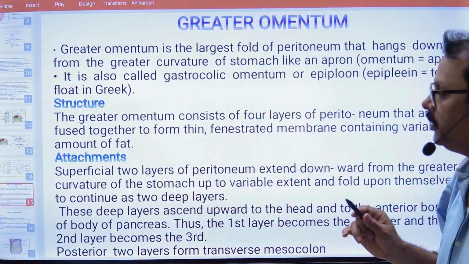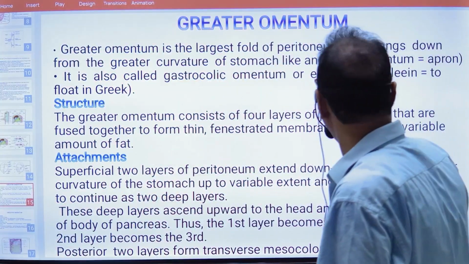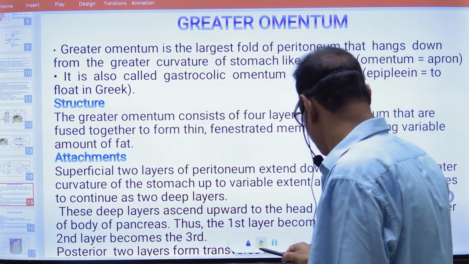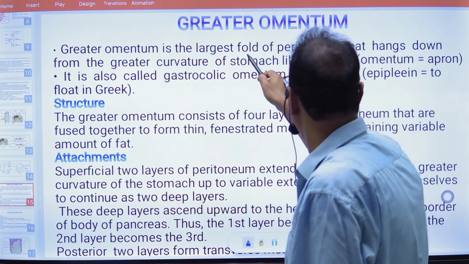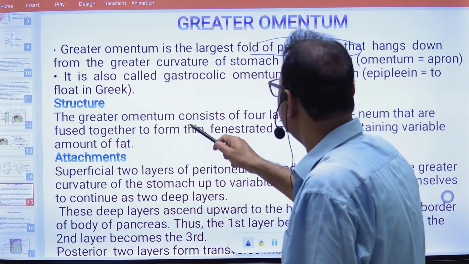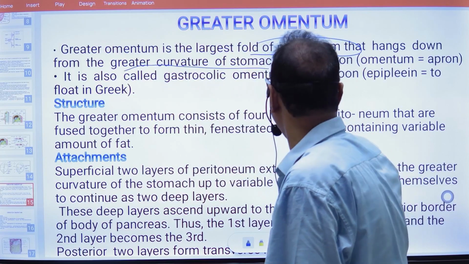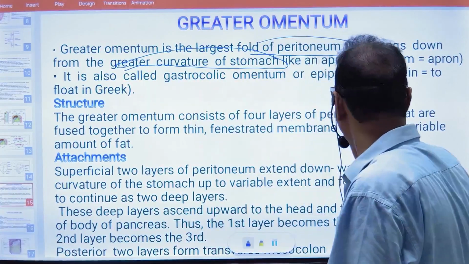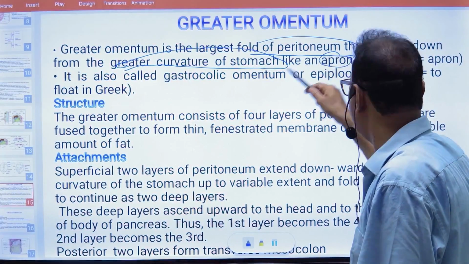Today we'll talk about the greater omentum. The greater omentum is the largest fold of the peritoneum, which hangs down from the greater curvature of the stomach like an apron.